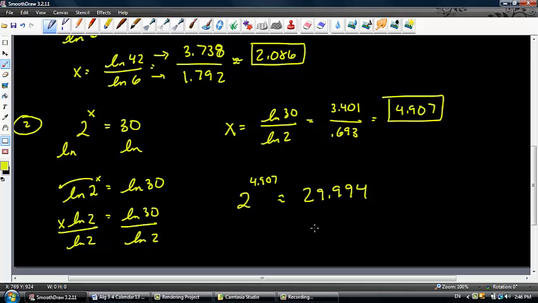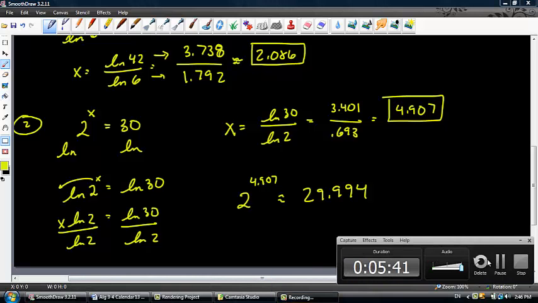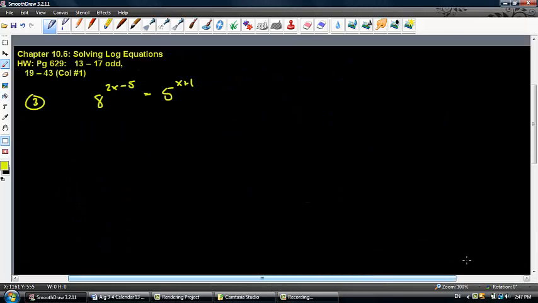Okay? Let's do another one. In number 3, they have made the problem a lot more complicated, but the process is still the same. You just have to make sure you keep your things straight.